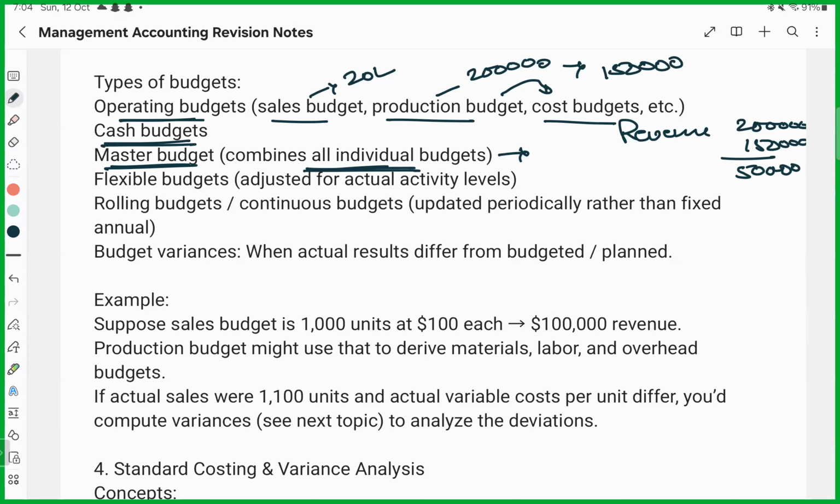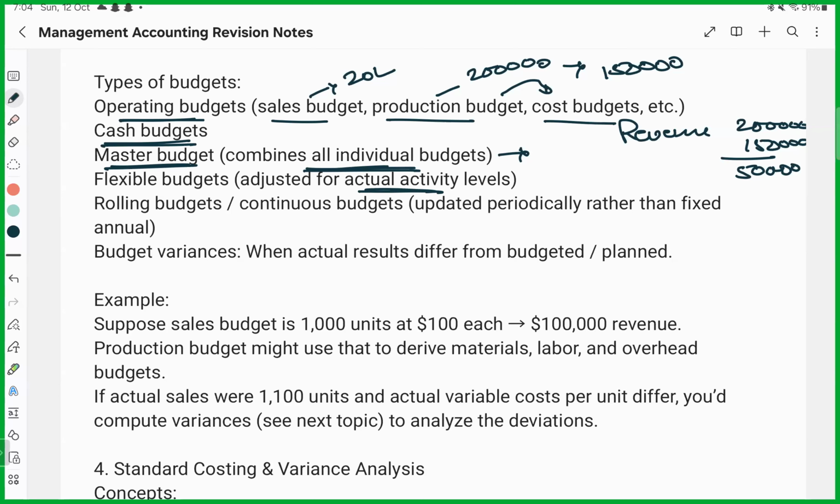Flexible budgets are adjusted at the actual activity level. With each different production or with each new product line, my new budget gets associated with the actual activity. If I'm shifting from product A to product B, the budget for product B will be different. So with different activities, my budget keeps on getting adjusted accordingly.